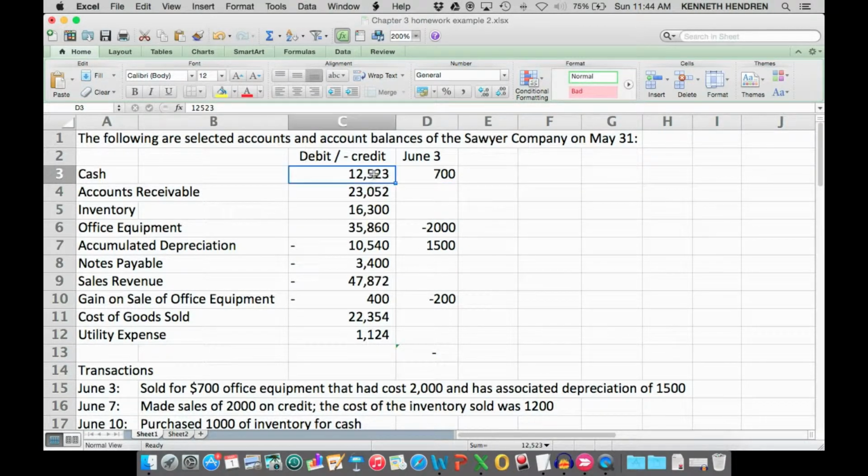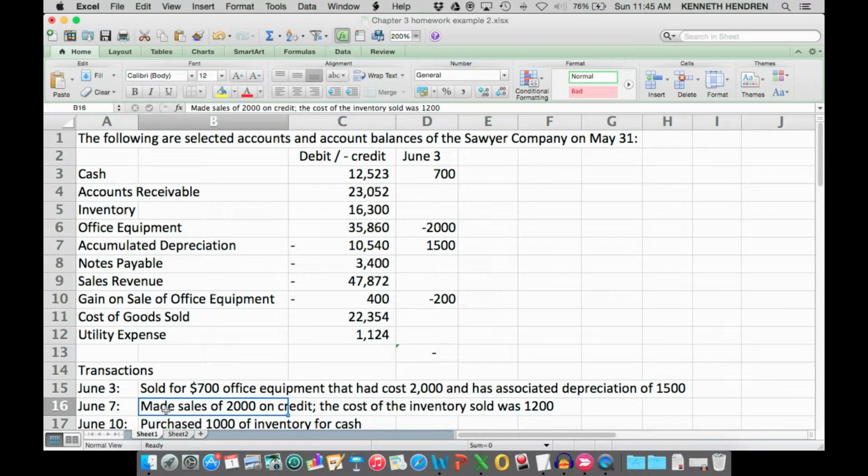So remember, we sold it for $700, so our cash goes up by $700. We got rid of $2,000 of office equipment. We got rid of accumulated depreciation because remember, accumulated depreciation is a negative number. It's always a credit, so we debited it by $1,500 to get rid of it, and then we had a gain on the sale of equipment of $200. Remember, gain on sale of equipment is an income statement account, where a credit increases the gain. Now our balance is 0.